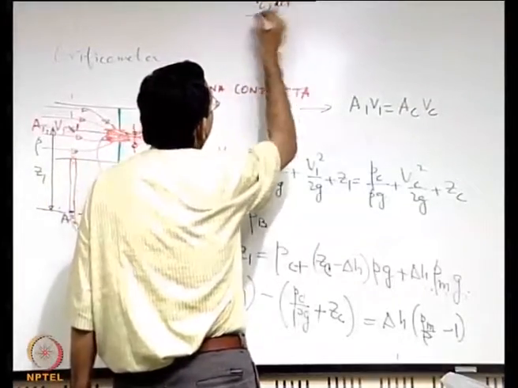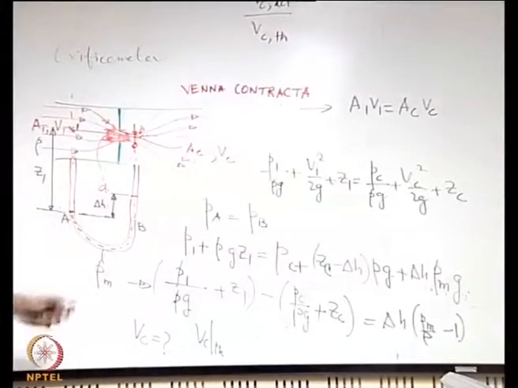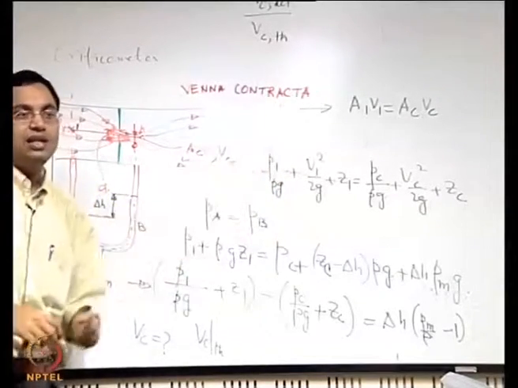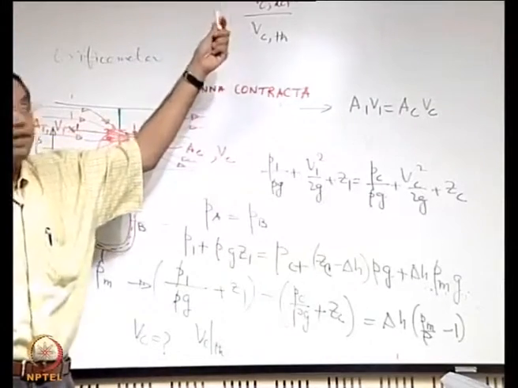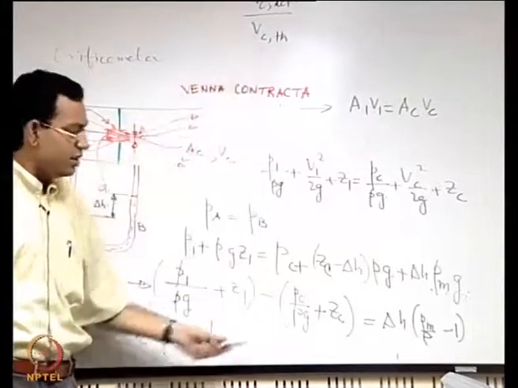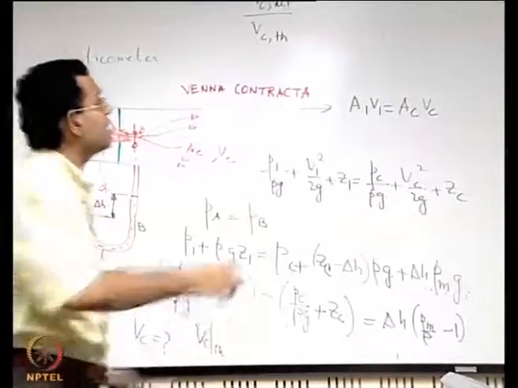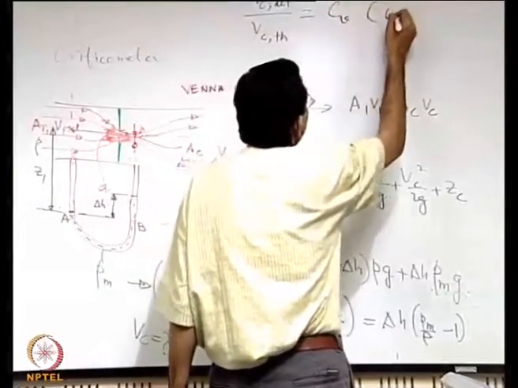Now the actual velocity Vc actual by Vc theoretical, this is not equal to 1 because of certain non-idealities which have not been considered in this equation. Just like the volume flow rates are not the same, the velocity calculated from the actual and this theoretical consideration are not going to be the same. So this is again considered to be a coefficient Cv, this is called the coefficient of velocity.